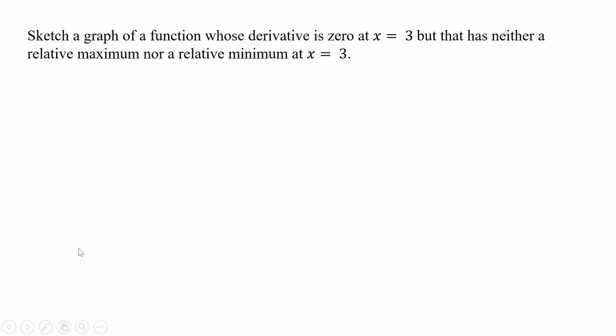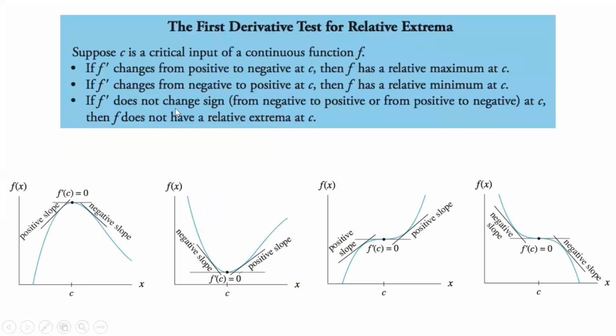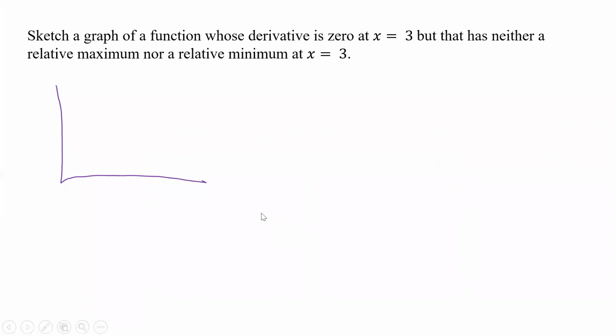All right, so now we're supposed to sketch a graph of a function whose derivative is 0 at x equals 3, but that has neither a relative maximum nor a relative minimum at x equals 3. All right, well, if we're going to have it at x equals 3, I'm going to draw that in later. We could come up here, and remember if we have something that looks like this, we're going to have a horizontal tangent, so the derivative is equal to 0. That would give us what we need. The derivative is 0 at x equals 3.